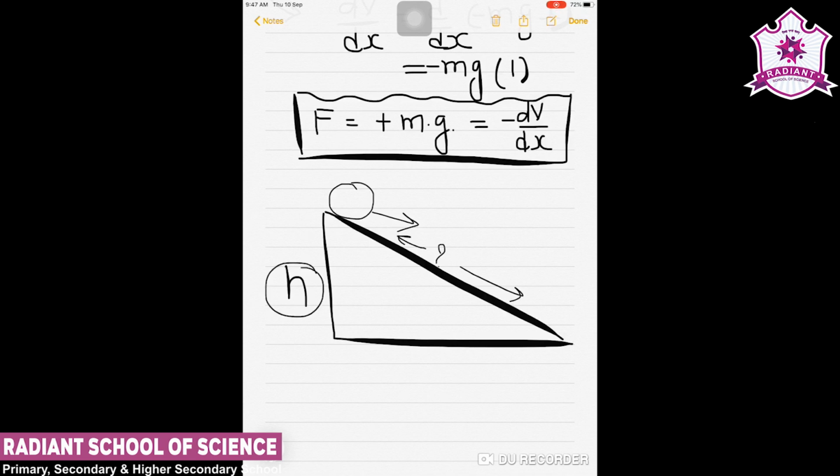and the final term, that is the speed at the bottom, is given by root 2gh. So that is derived in chapter number 5. We have already studied it.